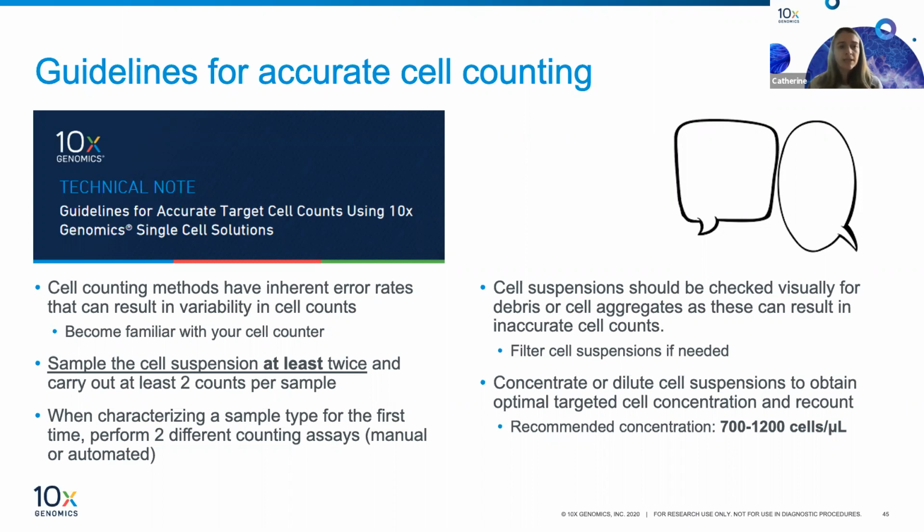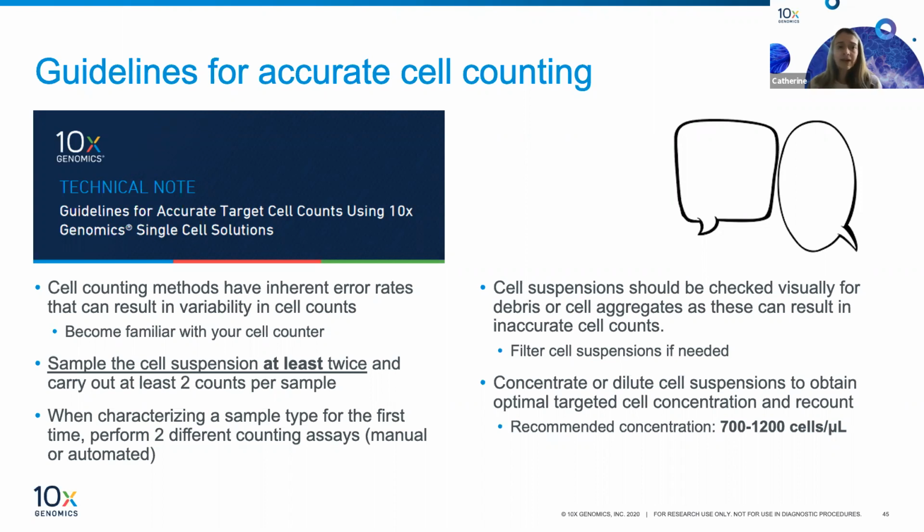We recommend that whatever counting method you use, whether that be a hemocytometer, a Countess, or another equivalent automated counter, you become very familiar with that counter. If you're using it for the first time with a certain sample type, make sure that you're testing that and are confident with those cell counts. When you're taking a sample to count before loading onto the 10X chip, we recommend taking 2 aliquots from that sample and doing at least 2 counts from those aliquots, so that we're confident in the cell counts going onto the chip.